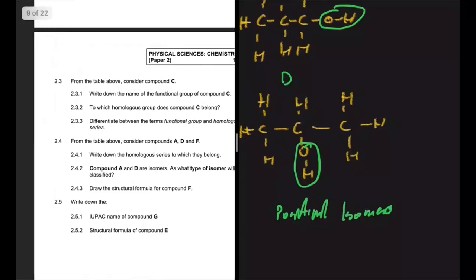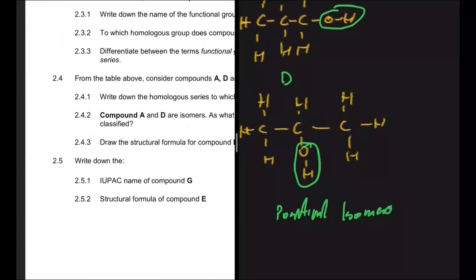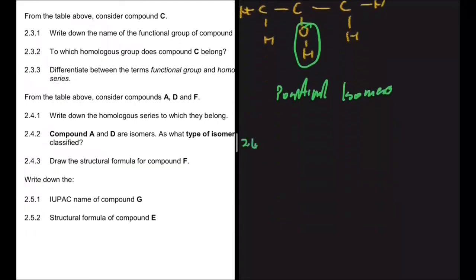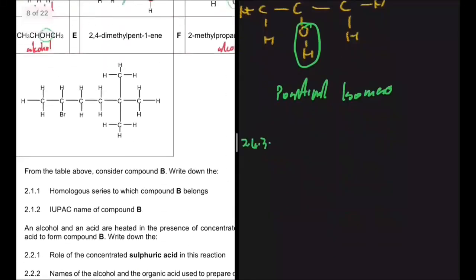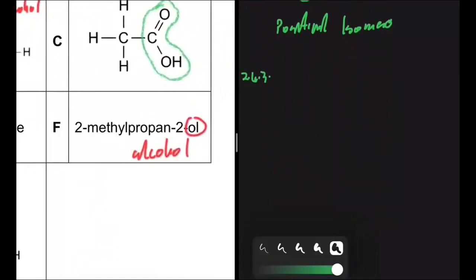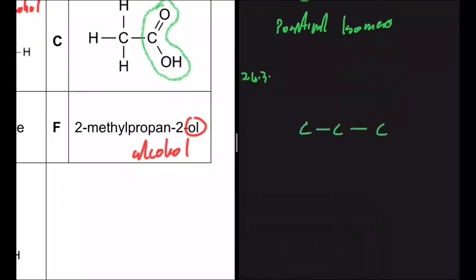The third question, 2.4.3, we are asked to draw the structure of compound F. Let's go ahead and look at compound F. So for compound F, 2-methyl propan-2-ol. So let's start with the prop. As soon as we see prop, we know that we need 3 carbons. So we have 1, 2, 3, and then 2-ol. This 2-ol tells us that the OH is on the second carbon. So let's have that OH right here.